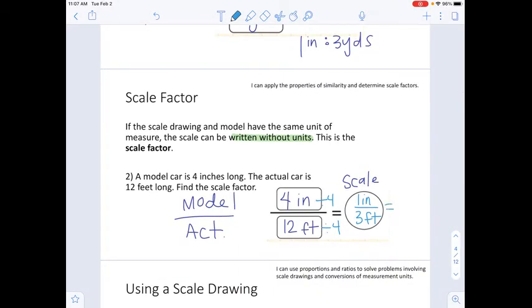So to find the scale factor, we can convert these to both have the same units and then take those units off. So I know there's 12 inches in 1 foot. So there's 36 inches in 3 feet. So I'm going to write this as 1 over 36. So that's with the same unit. So that's called a scale factor.